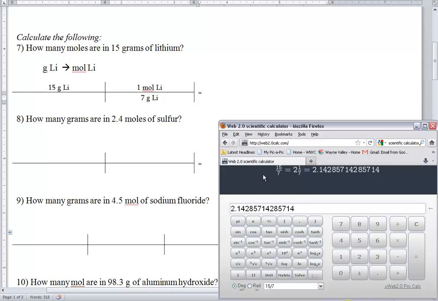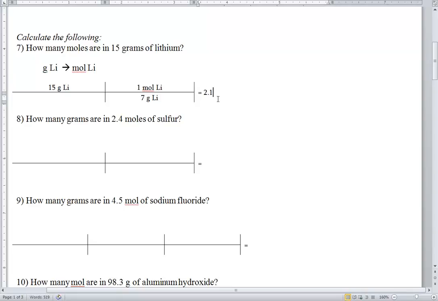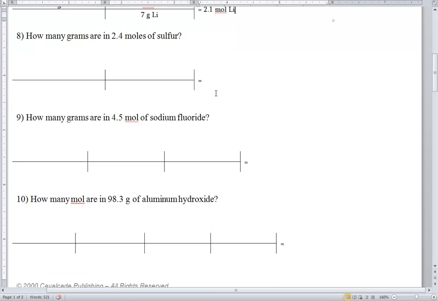Our given has 2 sig figs, so let's take a look. The 2 is my first significant figure, this 1 is my second. This 4 keeps this 1 a 1, so I get 2.1 moles of lithium, because that's the unit that's left over. It's that simple. Okay, let's look down at the reverse process.